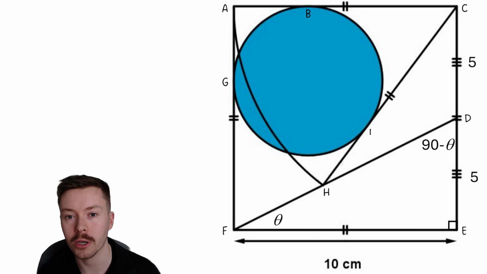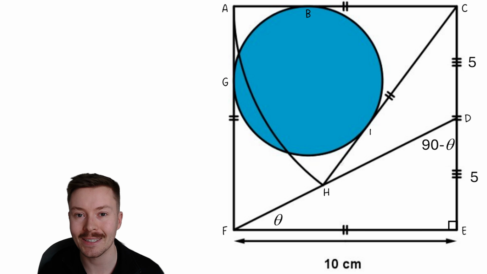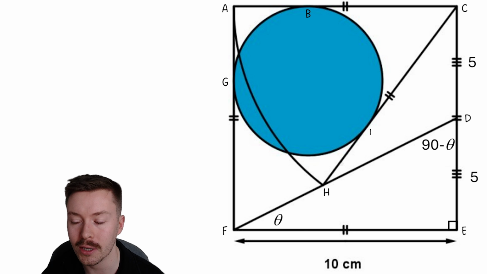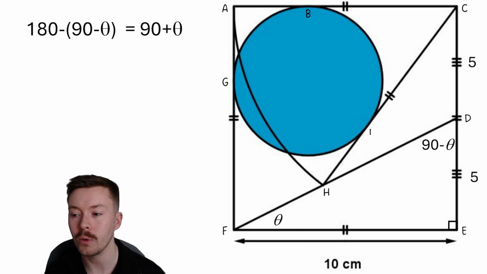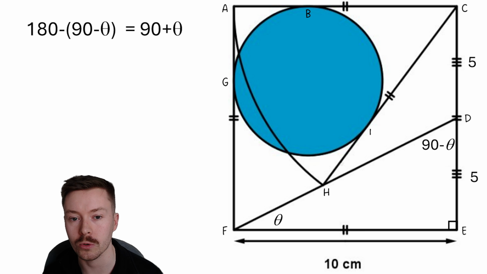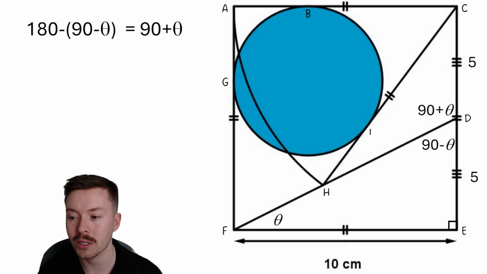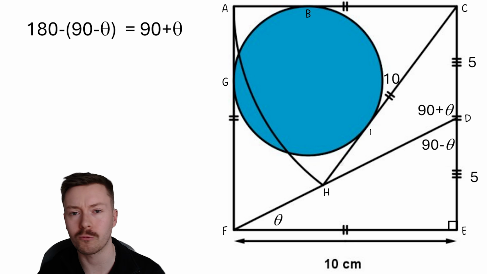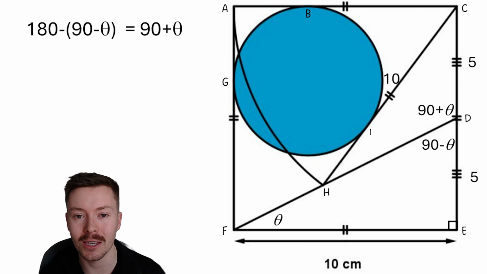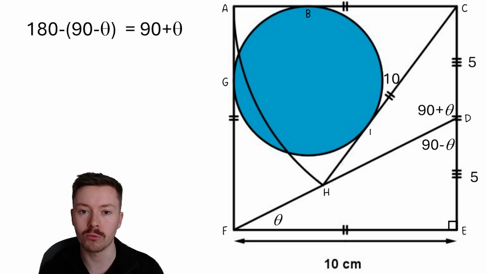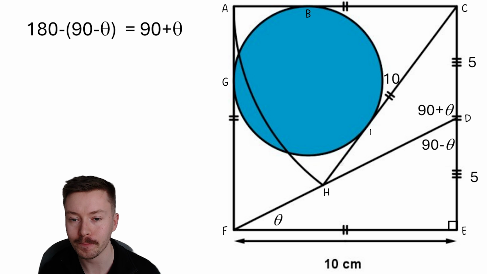Now, I then know, because it's a triangle, that this angle at D is going to be 90 minus theta. From there, what I can do is work out the angle at CDH by doing 180, because we've got angles on a straight line, minus 90 minus theta, and that gives me 90 plus theta. So this angle at D has to be 90 plus theta. From there, I know that this radius is 10 because that is the width of your square. It is the radius of the sector, so it has to be 10.